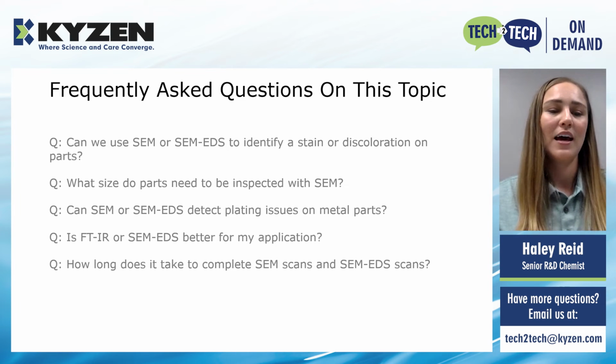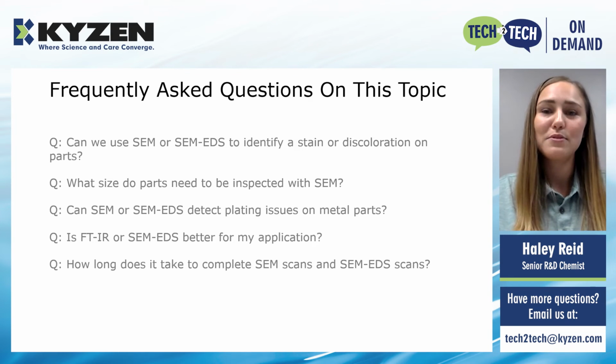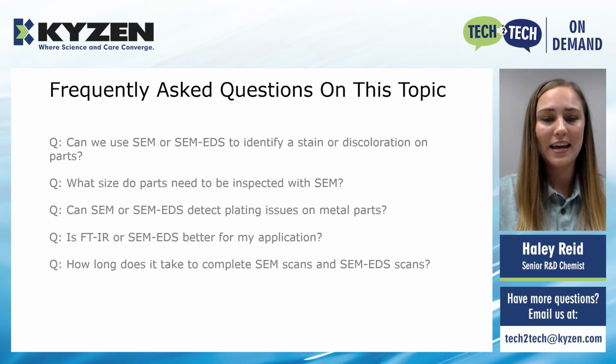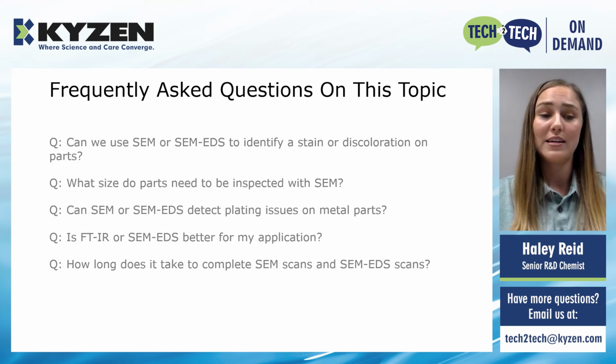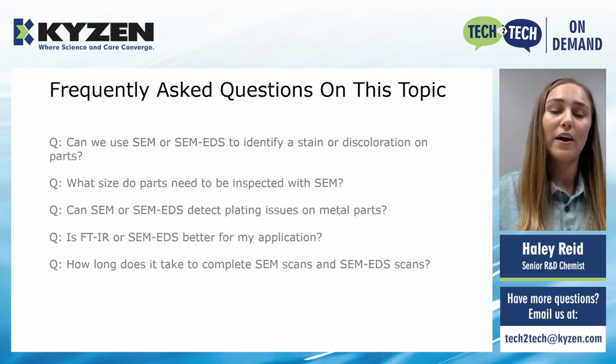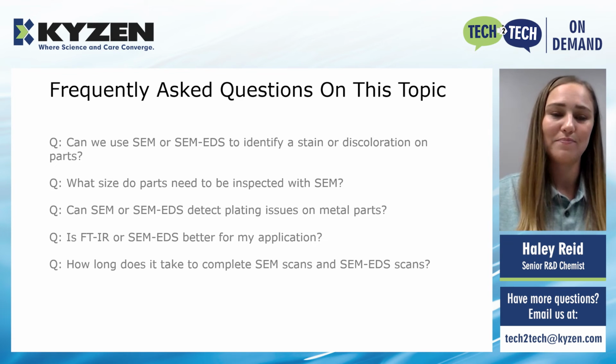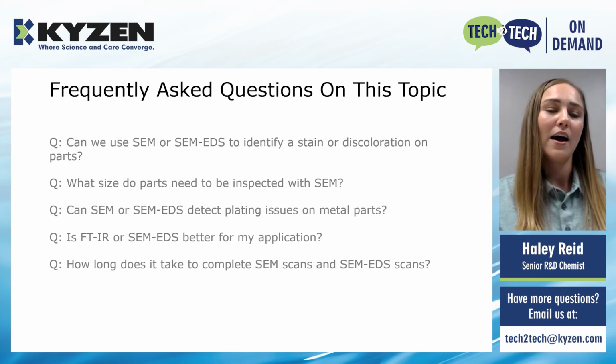Can SEM or EDS detect plating issues on metal parts? Absolutely, it can. We use this method a lot in detecting plating issues, whether it's plating that's inconsistent across the surface, or there are big holes in plating, or pitting. This is a great method for this. SEM can tell a lot of the time just using backscatter and that elemental composition difference, where EDS can tell us what metals are being improperly plated. So this is a great method for that.